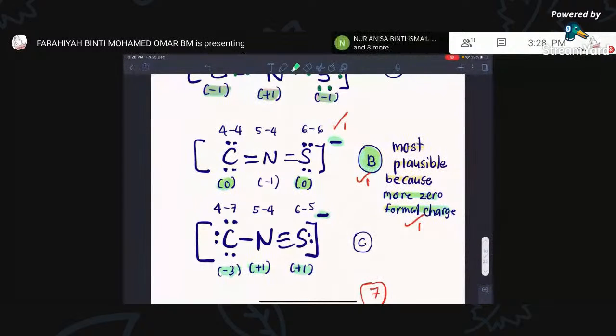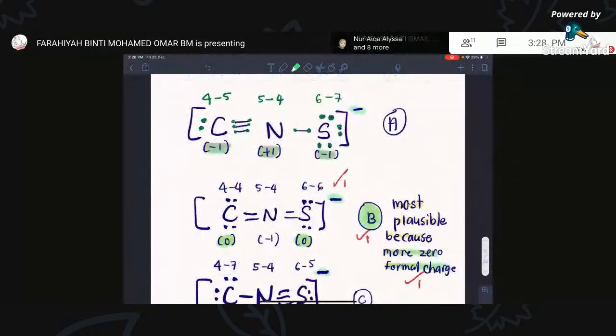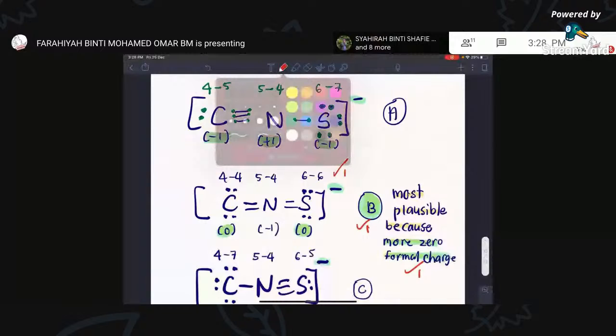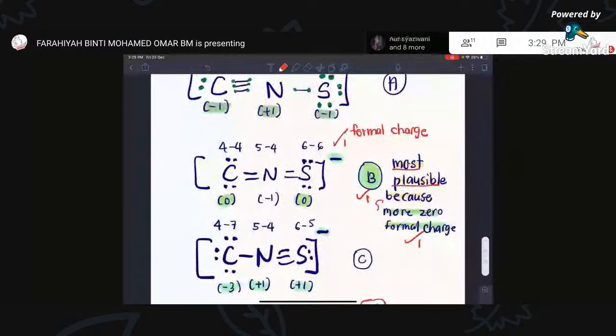Okay, so for your answer, you will get three marks here. First is for your formal charge calculation. One mark for formal charge. The second mark for most plausible, and the third mark will be for the reason. So you will get 3 marks here. Alright, so overall will be 7 marks.